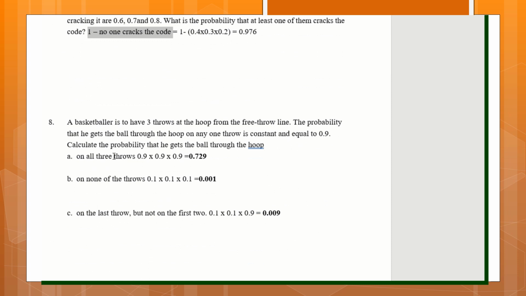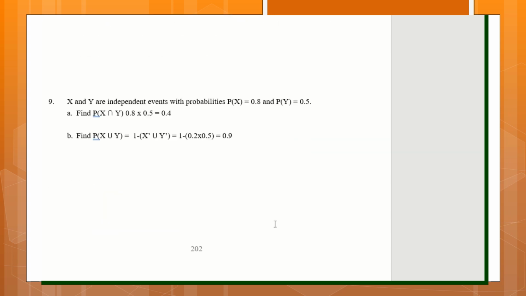On all three throws it goes in, so 0.9 to the power of 3, you get this. None of the throws goes in, 0.1 to the power of 3, you get this. On the last throw but not on the first two: first two not in, last throw in, just multiply, you get the answer.